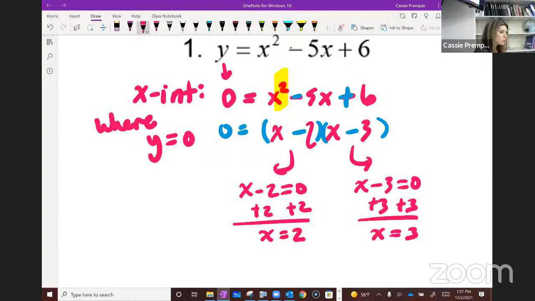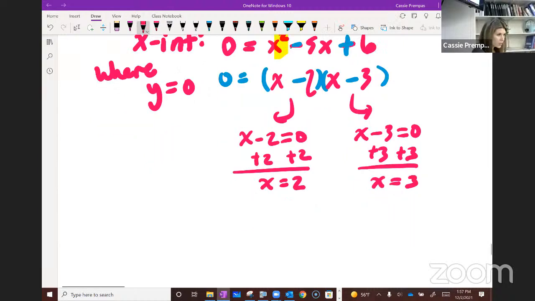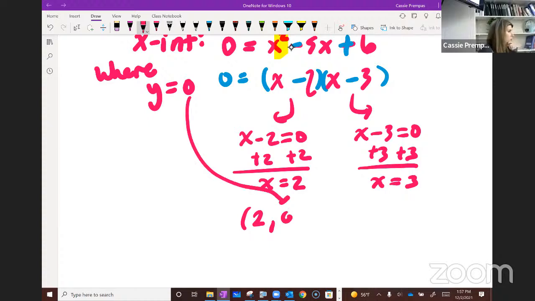Now, if I asked you to write these answers as a point, the x-intercept is always where y equals 0. So it would be (2, 0) and (3, 0).